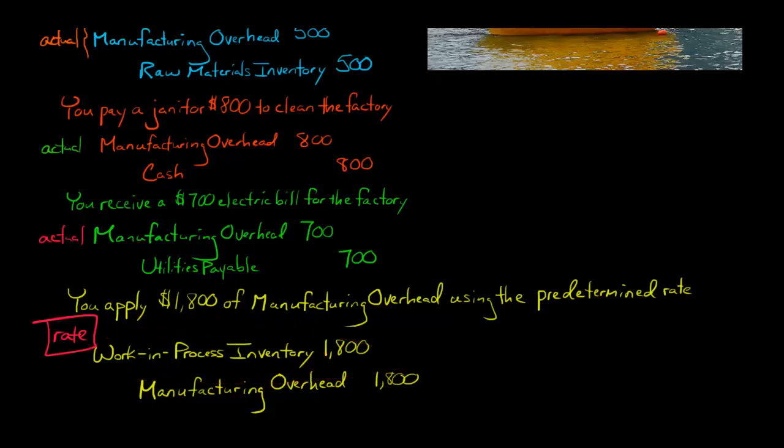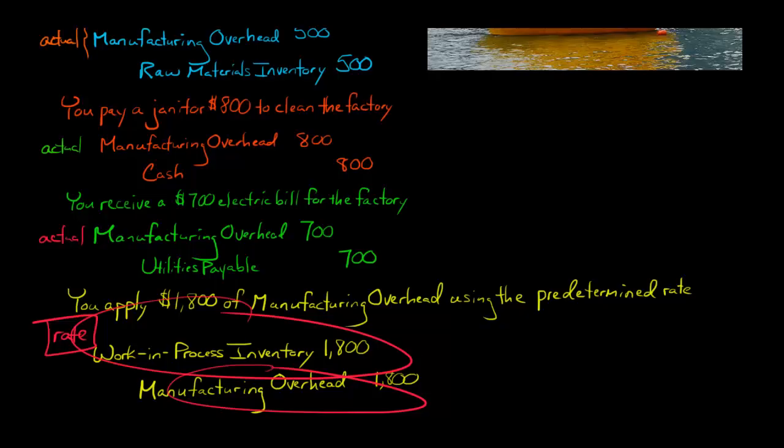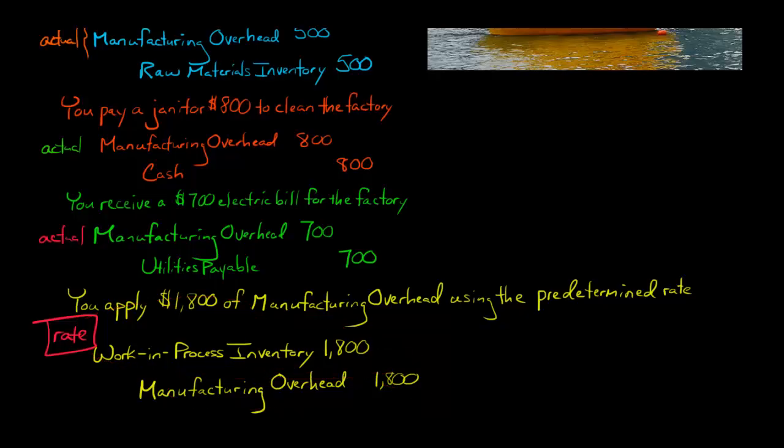So interesting. If you remember, think about the cost flow through an organization that's a manufacturer. You've got raw materials inventory, then work in process. Then work in process ultimately goes to finished goods, and then cost of goods sold when it's sold. Here, we're taking the applied manufacturing overhead, and that's the one that is the corresponding entry for the work in process inventory. Now, you might have noticed that there's a difference. We have 500, 800, and 700. If we add that together, that's 2,000. But we only applied $1,800 of overhead.